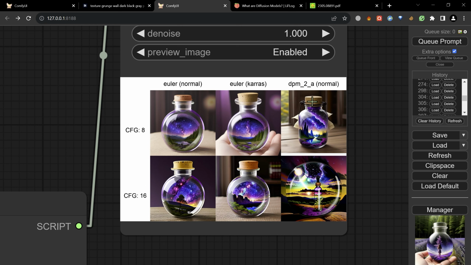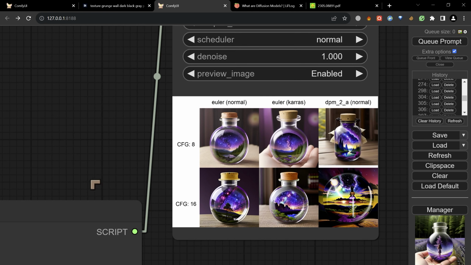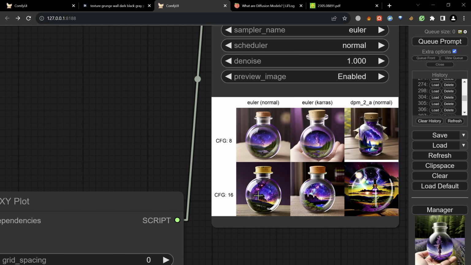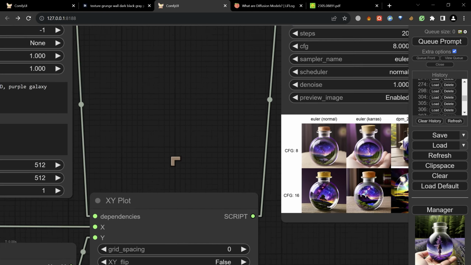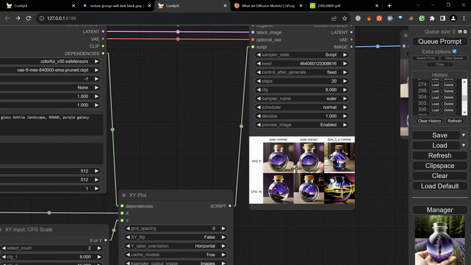If you use DPM2 quite a lot, you may not be able to go very high. If you use Euler, here we've got Euler and Euler, you may be able to go a little bit higher with the CFG scale, but be careful, even 16 can produce problems in terms of contrast and color. Now these problems with contrast and color, how can we take care of them? Well, keep the CFG scale number low.